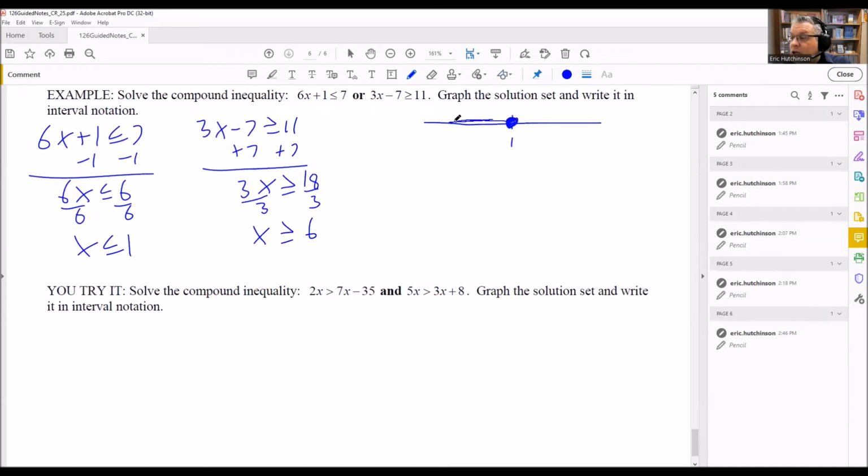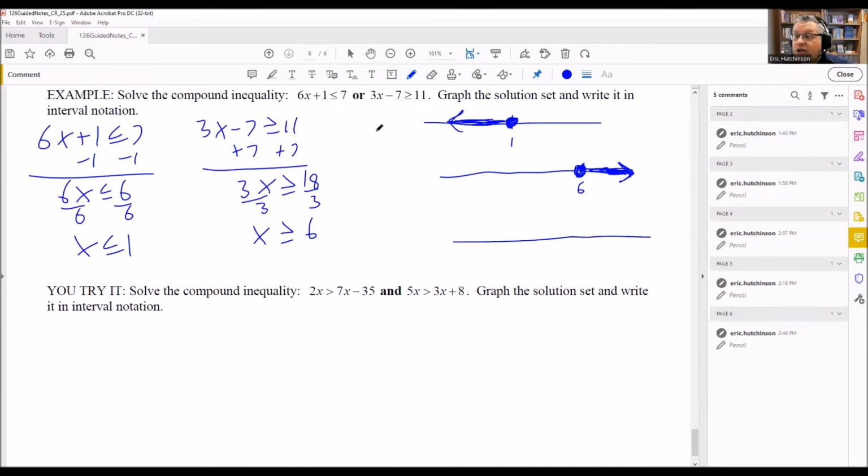Less than means the arrow goes to the left. Let's do the next one. Next one is a 6. That's going to be a closed circle. So both of these have closed circles, and the arrow goes to the right. If I put these together on one number line, you don't have anything that overlaps.